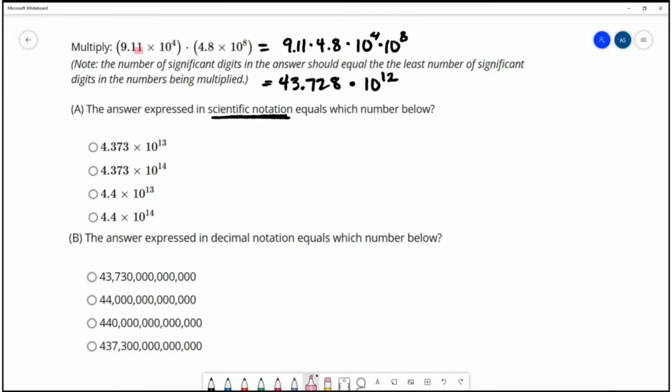So if you'll recall, I mentioned that in scientific notation, our number needs to be in between 1 and 10. The number that we have here is not in between 1 and 10. So we're going to move that decimal place 1 place to the left, making that number smaller. To compensate for that 1 place that we moved the decimal, I need to add 1 to the exponent. So that gives us 4.3728 times 10 to the 13th power.